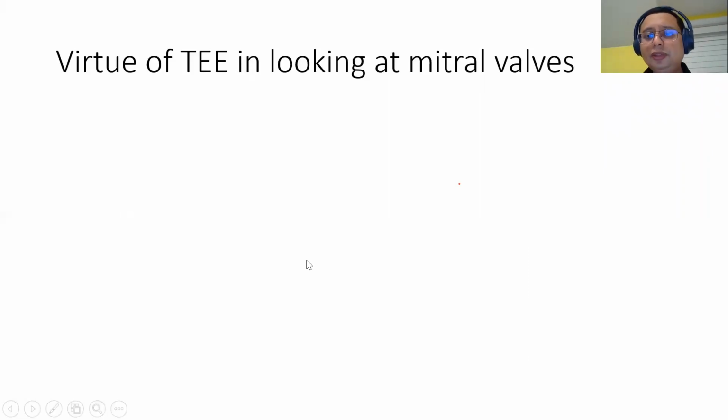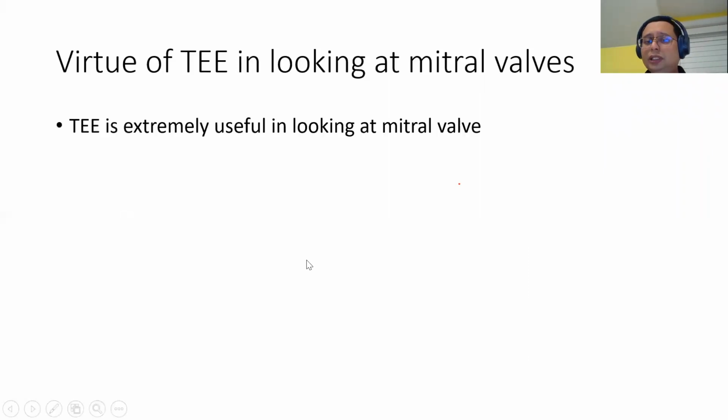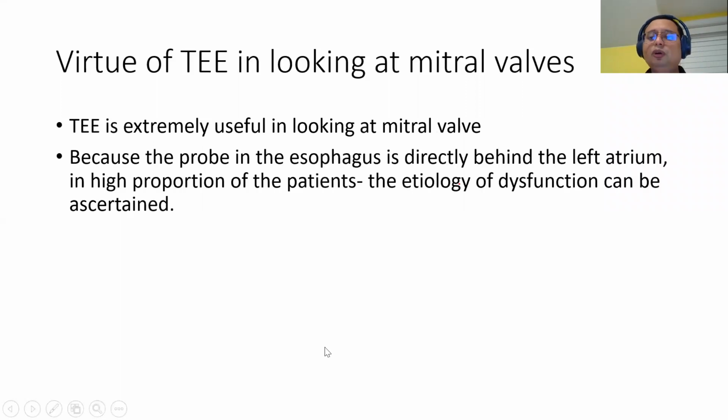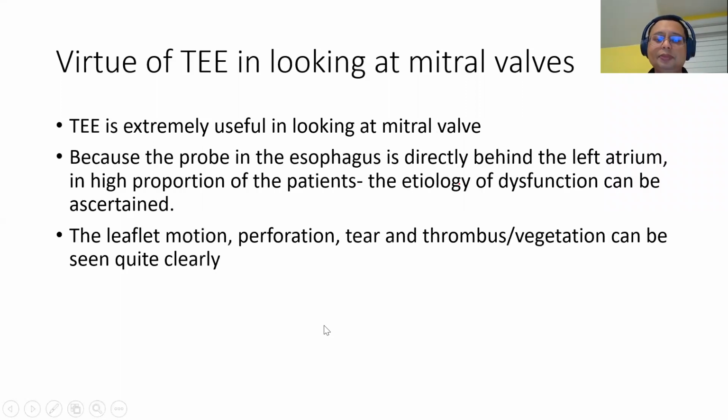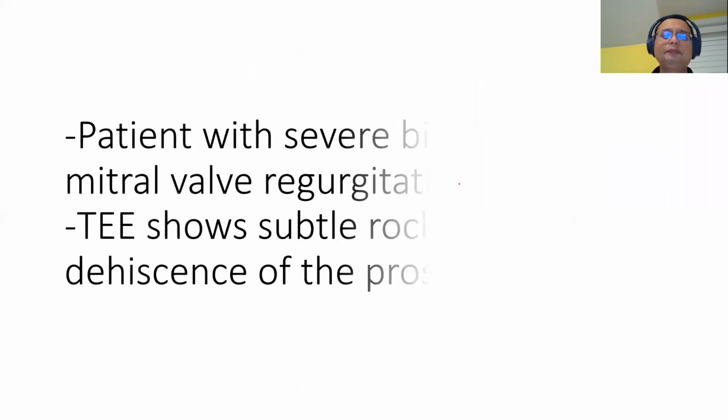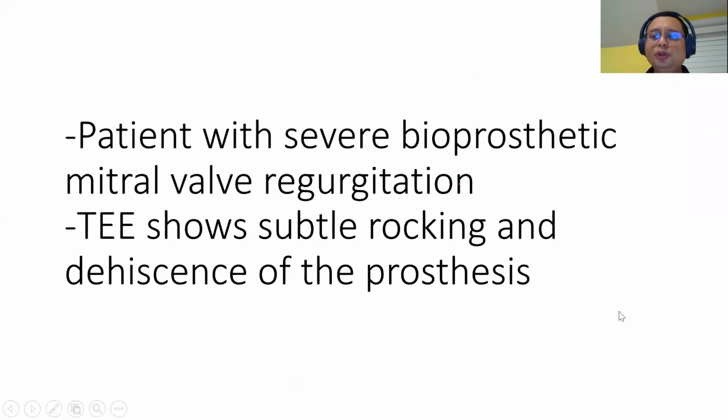What's the virtue of TEE in looking at the mitral valve? It's extremely useful because the probe is directly behind the esophagus. So you can see the leaflet motion, you can see perforation, tear, thrombus, and vegetation quite clearly. So I just wanted to show you a few examples before we finish, okay?